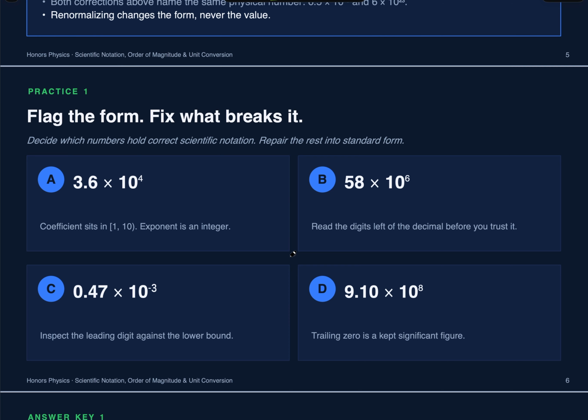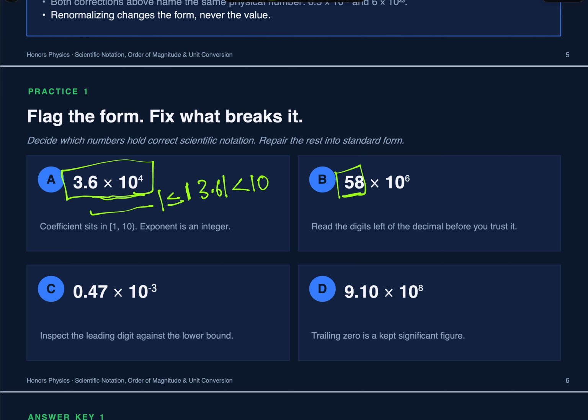All right, I'm assuming you gave it a try. 3.6 times 10 to the 4. Why is this scientific notation or why is it not? Well, this is, because if you do the absolute value of 3.6, that is greater than or equal to 1, and that is lower than 10. So this is fine.